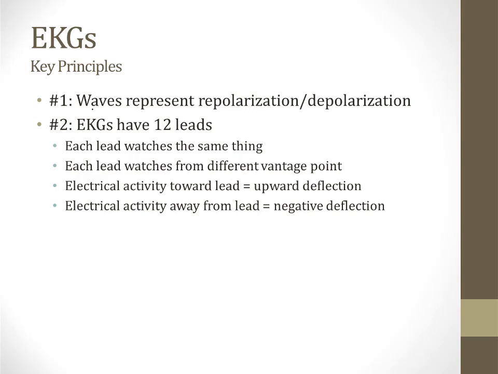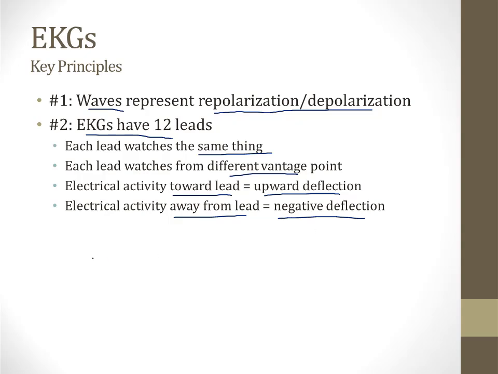Key point number 1 is that the different waves, like the P wave and the QRS complex, represent repolarization and depolarization of structures in the heart. Key point number 2 is that EKGs have 12 leads, and each lead watches the same thing but from a different vantage point. And when the electrical activity moves towards a lead, that generates an upward deflection. When it moves away from a lead, that generates a negative deflection.